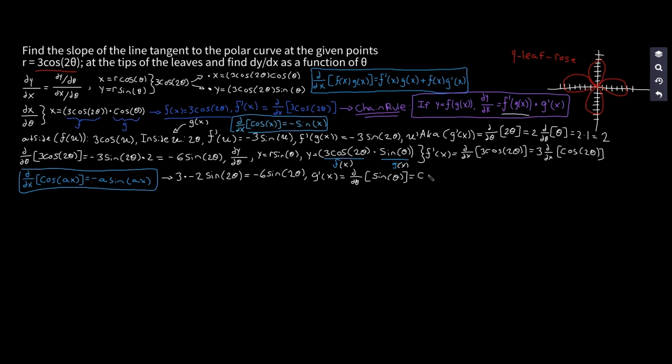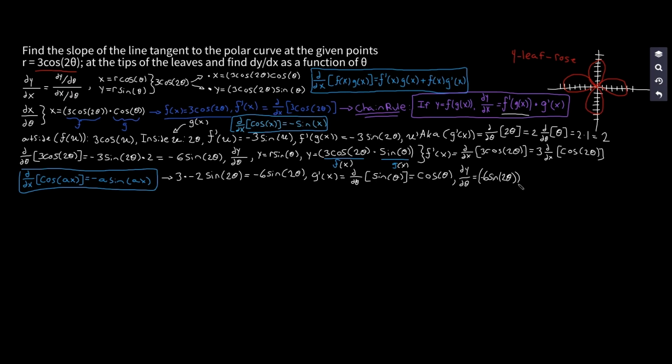And that equals cosine of theta. And then we can go ahead with the application of our product rule. We should be good to go. So let me be very specific. The derivative of y with respect to theta equals f prime, which we found to be -6 times sine of 2 theta.